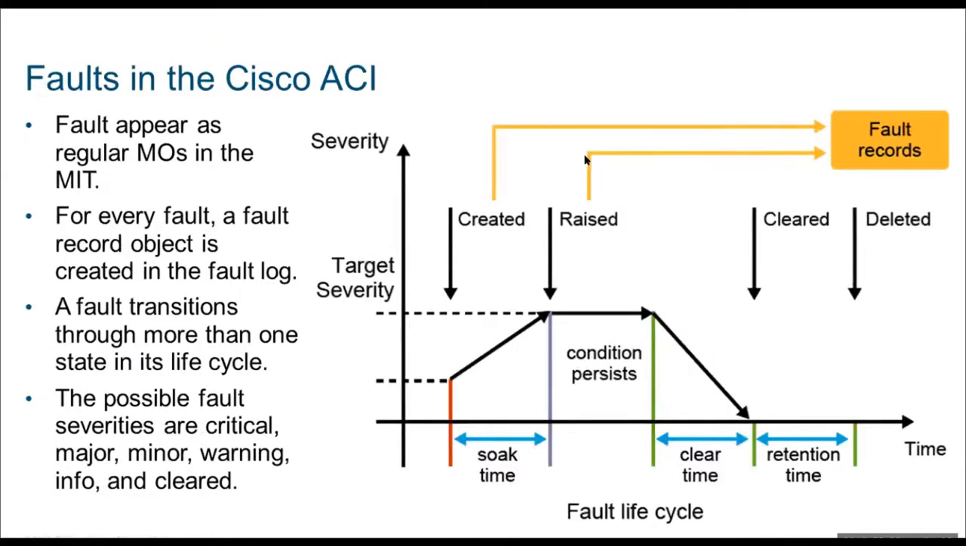Now, faults in Cisco ACI go through what's called state transitions. So they also appear as managed objects. In fact, being Thursday, time for you to start looking at the fault of every object in your tenant. It raises errors. It kind of even points you in the right direction.